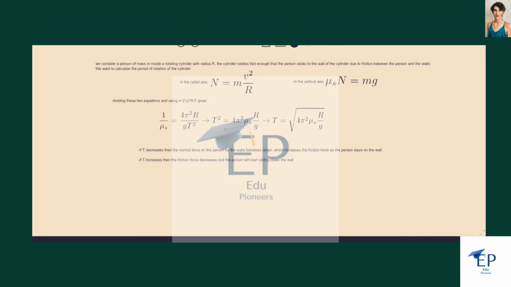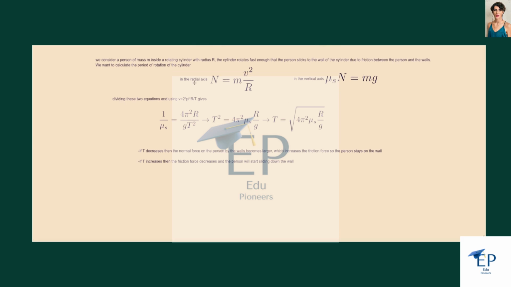For this problem, we are considering a large rotating cylinder. So it's a large hollow rotating cylinder with radius r, and inside the cylinder we have a person of mass m. What is happening is that the cylinder starts rotating on its own axis. It rotates fast enough that the person inside sticks to the wall of the cylinder, and the reason the person doesn't slide down is due to the friction between the person and the walls of the cylinder.